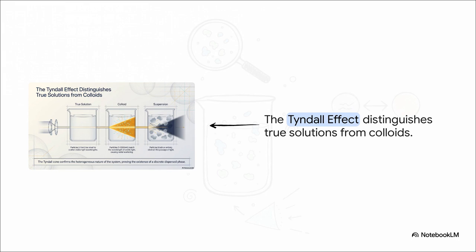But when light hits a colloid, something magical happens. The particles are between 1 and 1,000 nanometers, which perfectly matches the wavelength of visible light. So they catch the light and radially scatter it in all directions. This illuminates the beam's path straight through the liquid, creating what we call a Tyndall cone. This scattering is undeniable visual proof that a discrete dispersed phase exists in there.